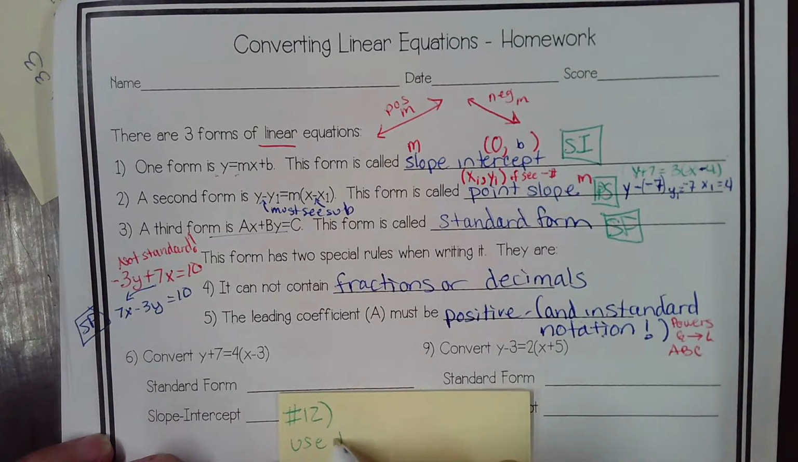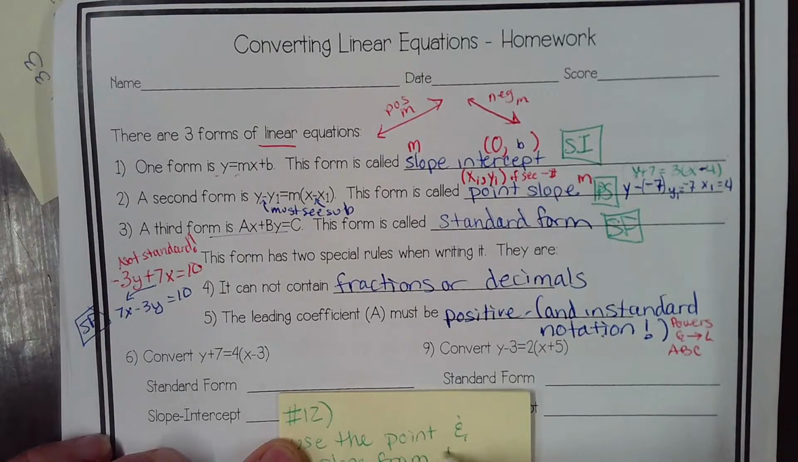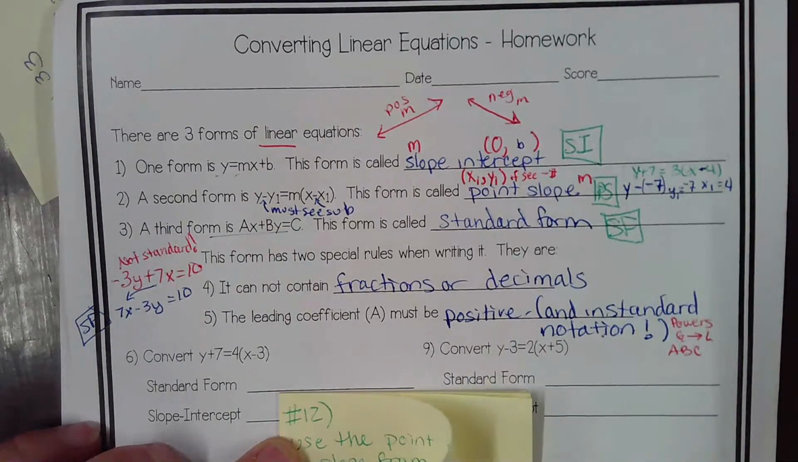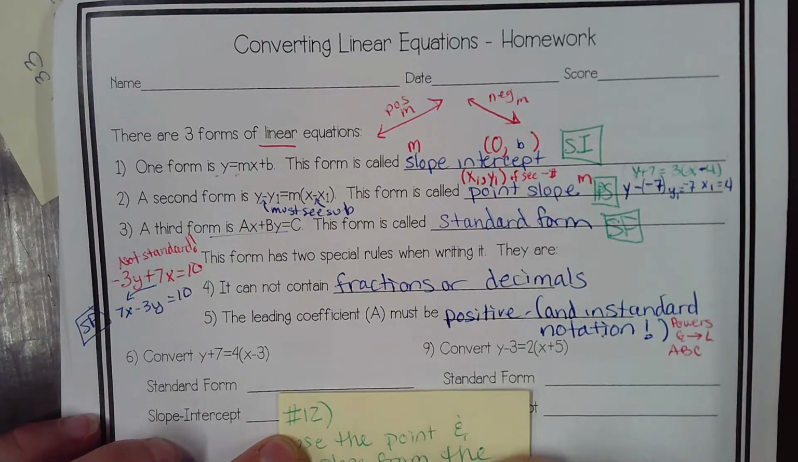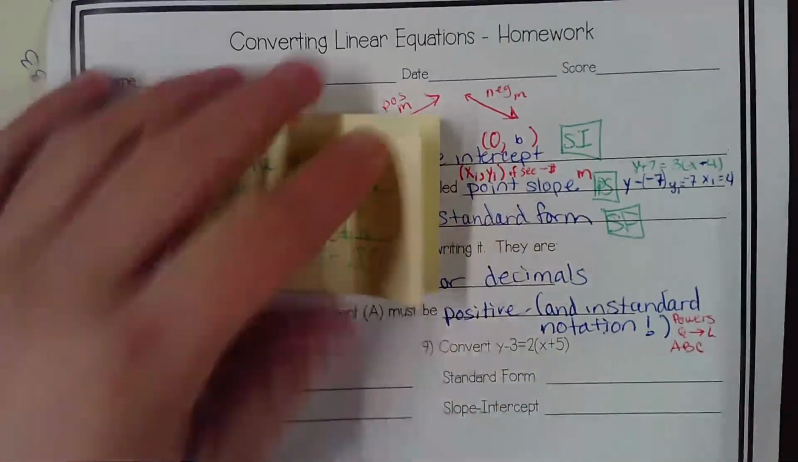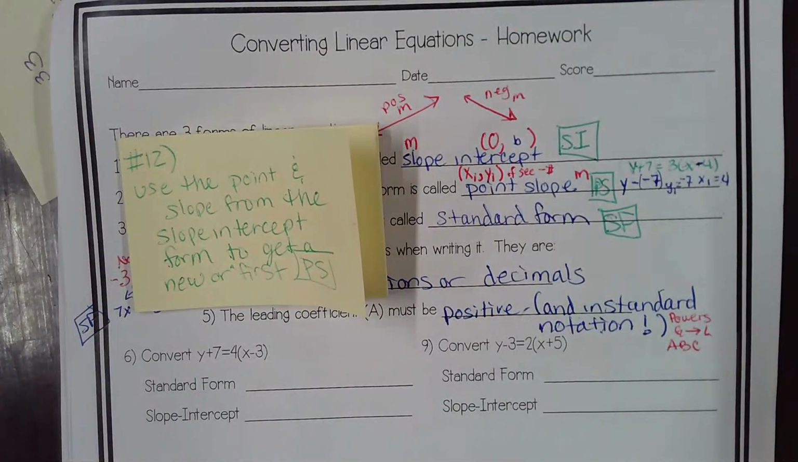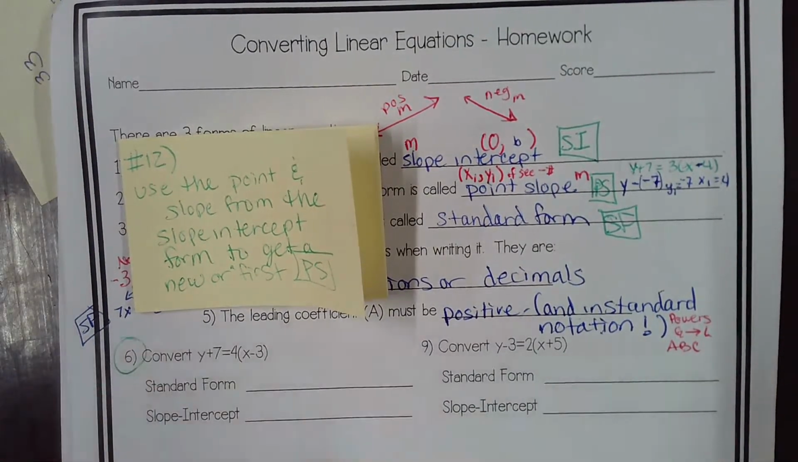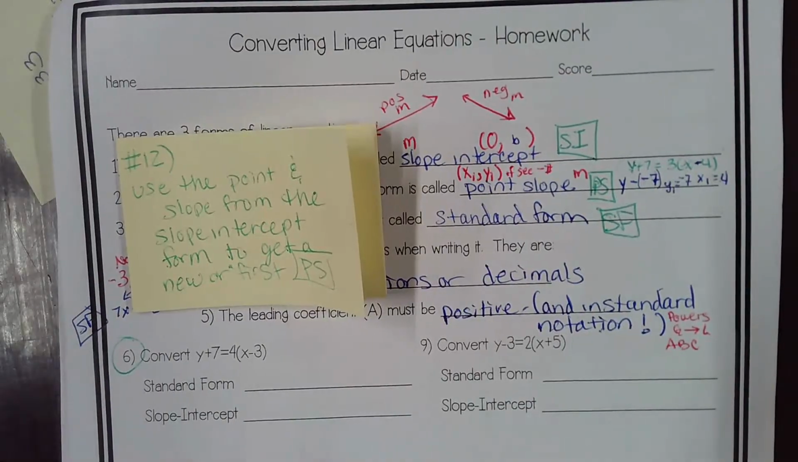is use the point and slope from the slope-intercept form to get a new or first point slope form. This is going to be your number 12. You're going to also do this. I'm going to do number 6 with you. I'm going to do number 10 with you.